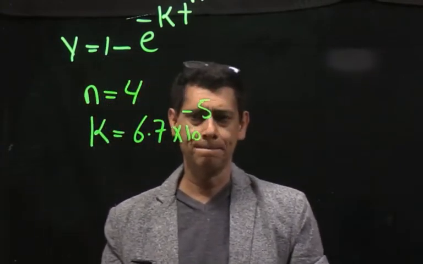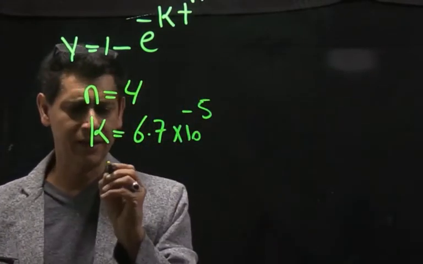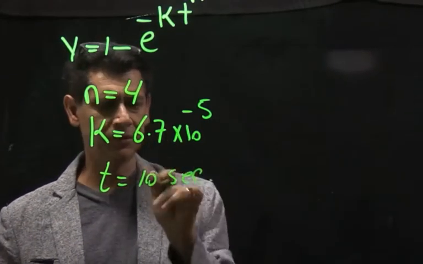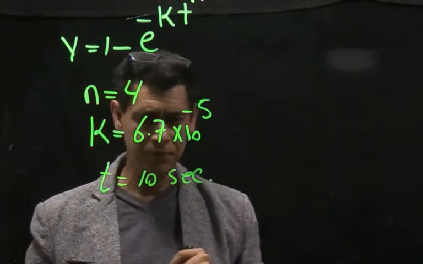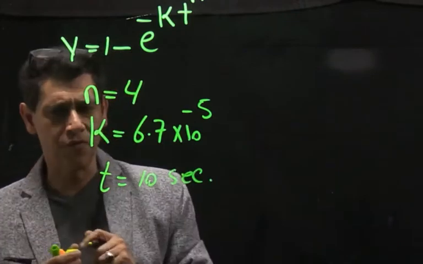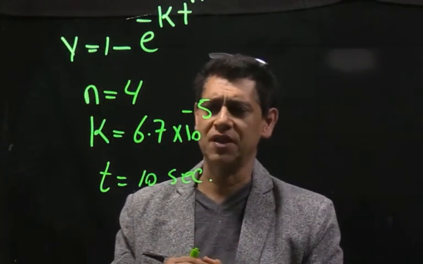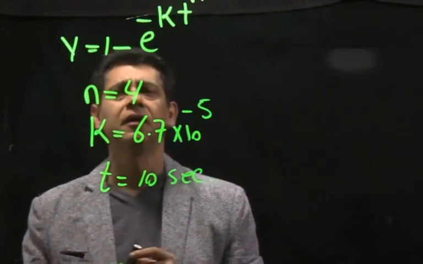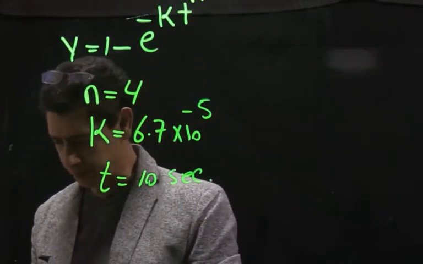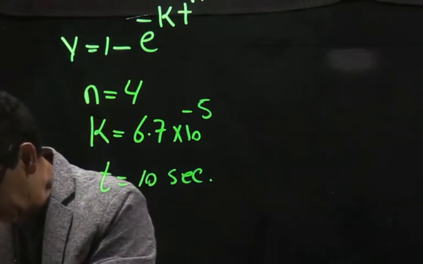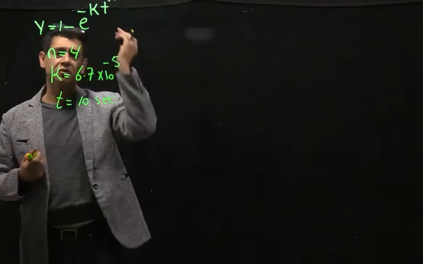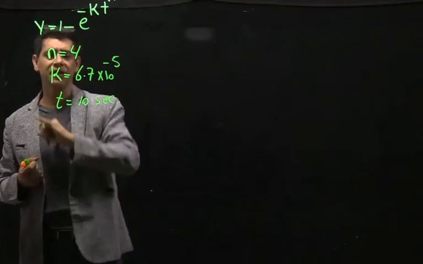Let's also add that the time is 10 seconds, assuming they're all with the same equation. The question is asking, in 10 seconds, if n is 4 and k is 6.7 10 to the minus 5, how much of the reaction, how many percent of the reaction has been completed? So simply we can go and calculate that. The calculation is very simple. So you want to find this value, right?